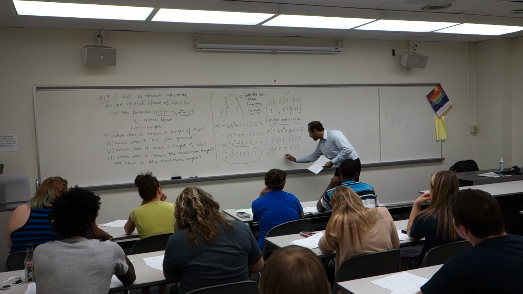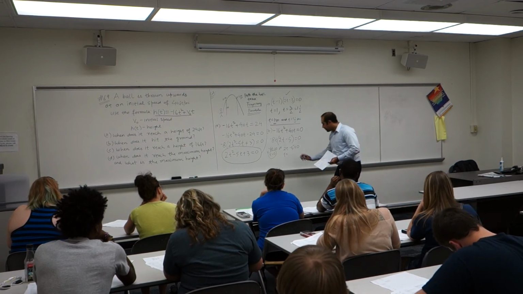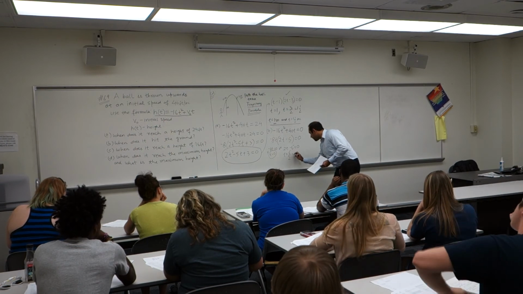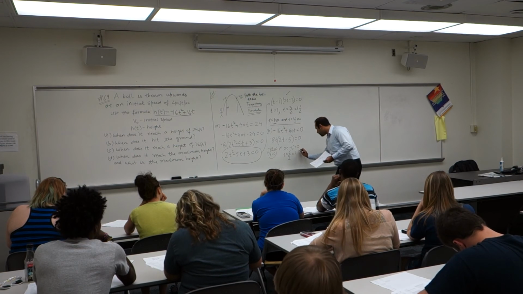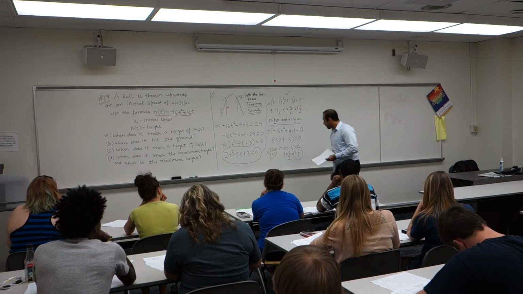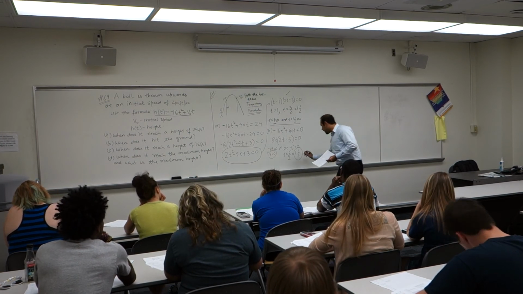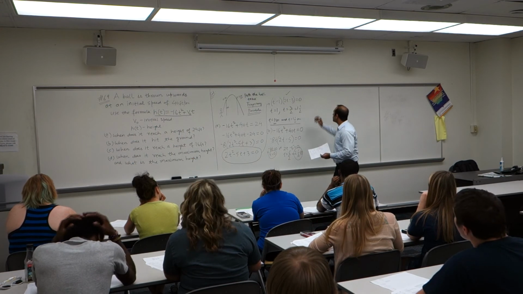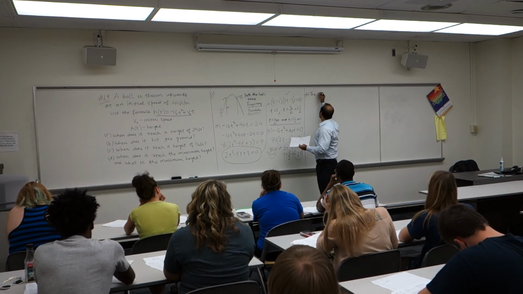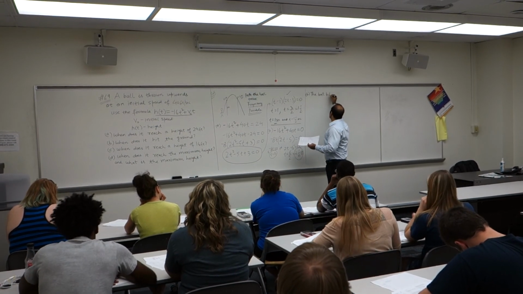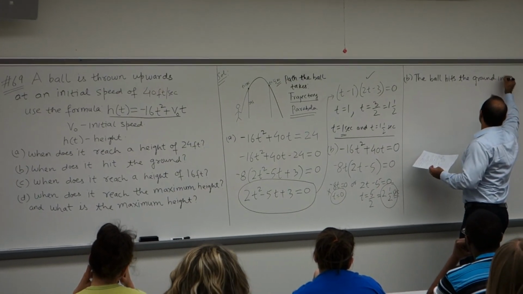So from this, what do we have? t equals 5 halves. And 5 halves we can write in a mixed form, 2 and a half. So that means it will hit the ground after 2.5 seconds. So if we have to write this in words, for part B, it will hit the ground in 2.5 seconds.